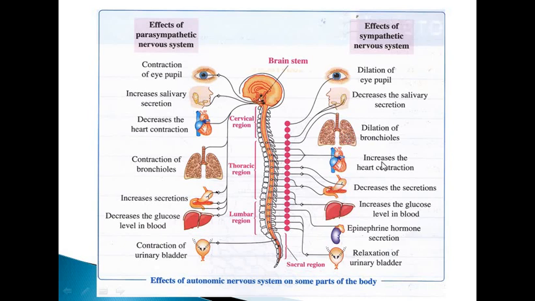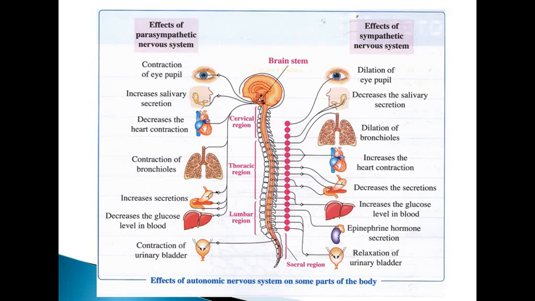The heart rate will increase to push more blood to the blood vessels, and this blood will reach all organs of the body. The liver will increase the level of blood glucose to meet the need for glucose. The suprarenal gland secretes epinephrine hormone, or adrenaline hormone, which is the stress hormone. All this is needed during the stress factor.